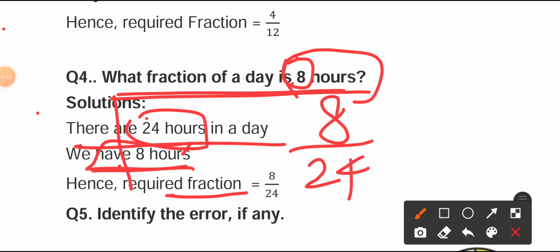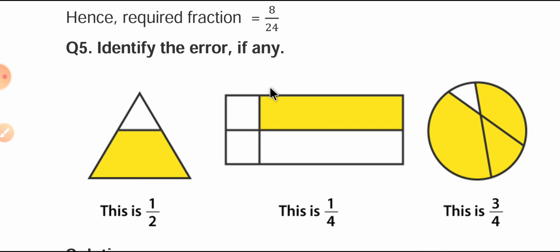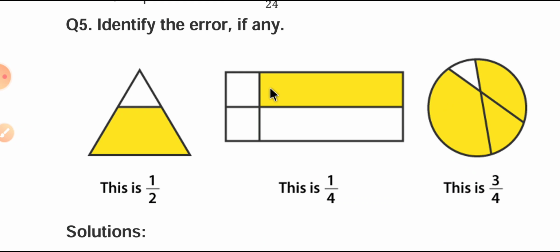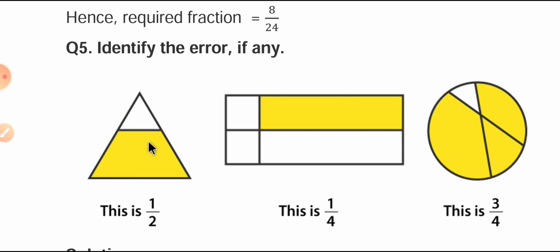Now question number 5. The last question of our class. Identify the error, if any. Error means any mistake, if any is given in any question, then we have to identify that here. So the first one, this is 1 by 2. We have to check whether this question contains any mistake or not.